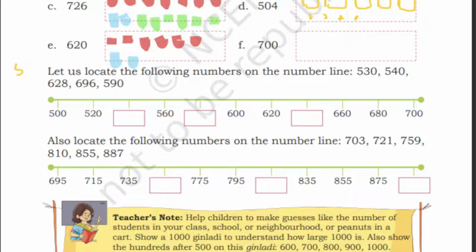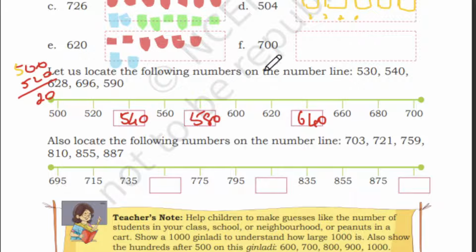Let me change the color. I'm going to change little thicker. So how much are we getting? 520 minus 500, you'll get 20. So we have 20. So 500, then 520, then you will get 540, 560, 580, 600, 620 and 640 here you will get. Okay, now what you have to do?